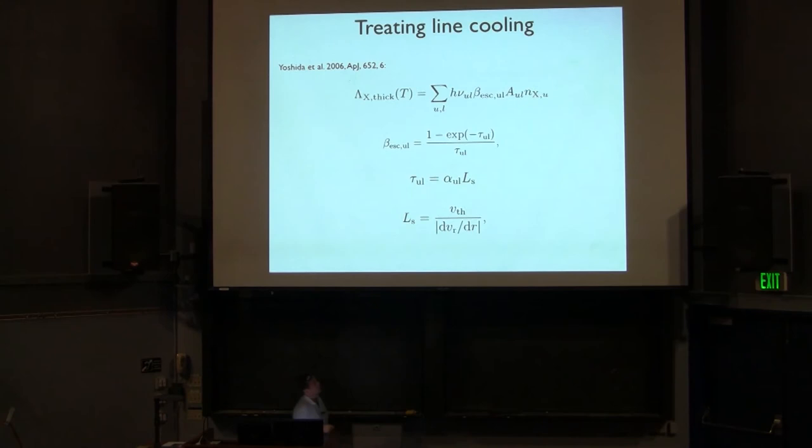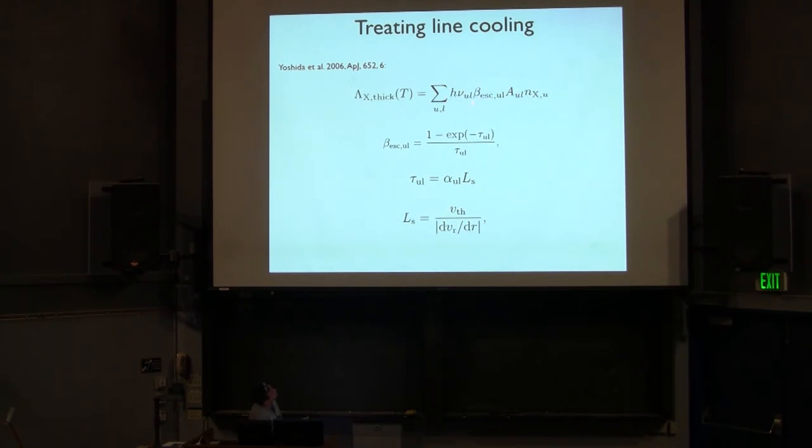The standard way of doing this in the literature is to do some sort of escape probability and assume a sublevel length. You do that in the following way. Your cooling rate is given by the normal amount you'd have from that particular transition, where x is whatever species, in this case CO, and n_u is the number density of the upper state, and you have the Einstein coefficient for it, and then you get the photon coming out. Okay, so that would give you your optically thin cooling rate.